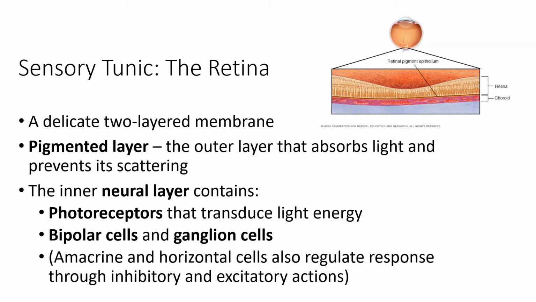The sensory tunic, generally known as the retina. So the retina consists of two parts. We have what's called the pigmented layer, and this is a layer that absorbs light and prevents it from scattering. So this is an outermost layer. And you can see in this diagram here, it's that very, very thin black layer.